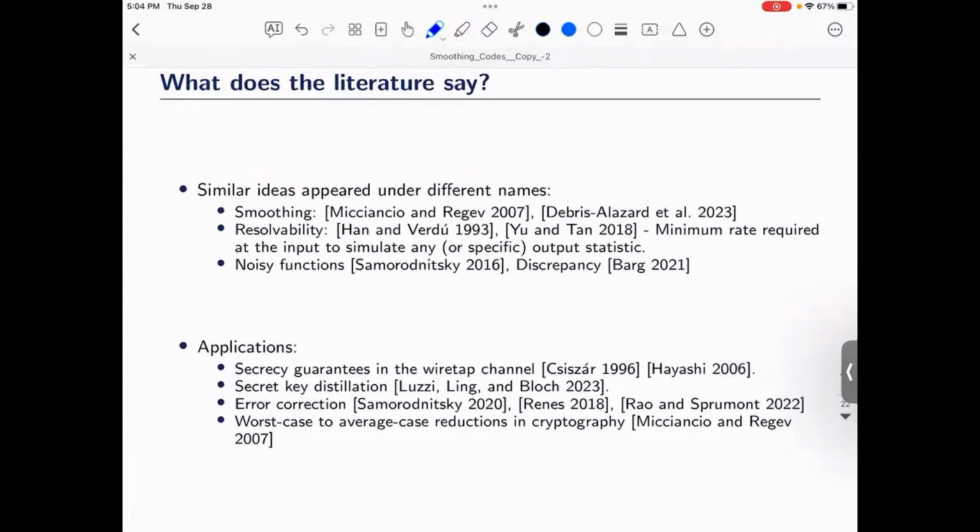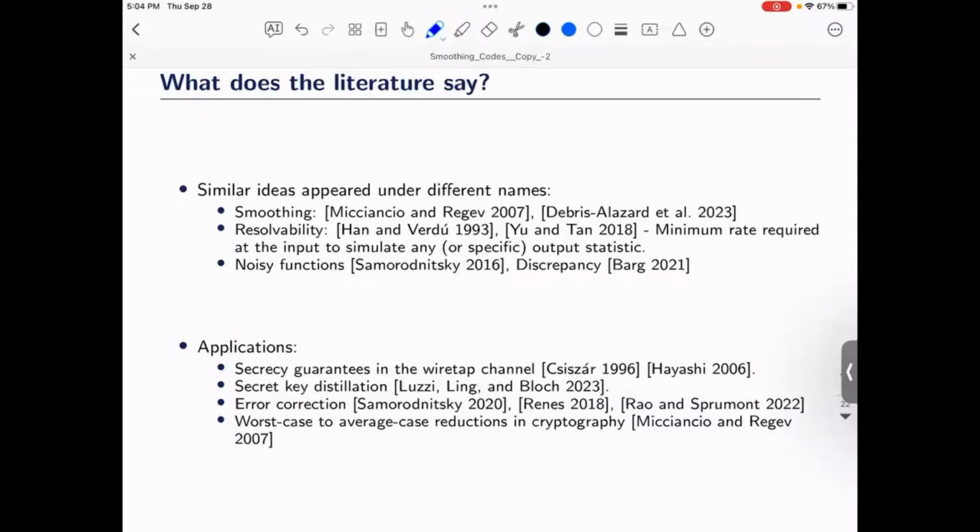First, the closest formulation to the topic that we are using is smoothing. That was presented by Micciancio and Regev. They used this for a certain cryptographic reduction problem, and this problem was also considered by Debris-Alazard.